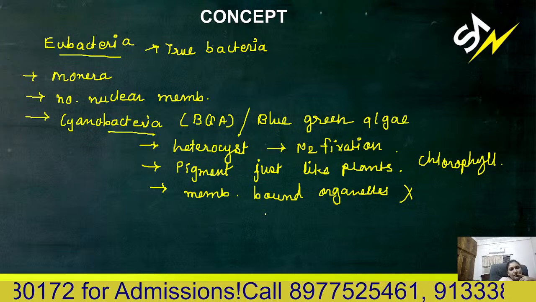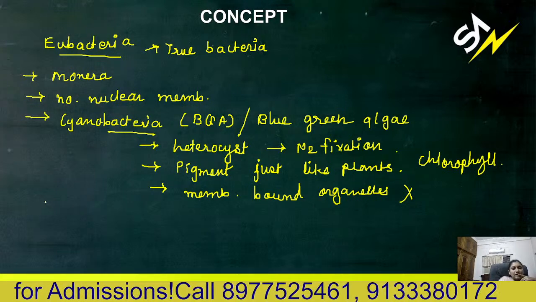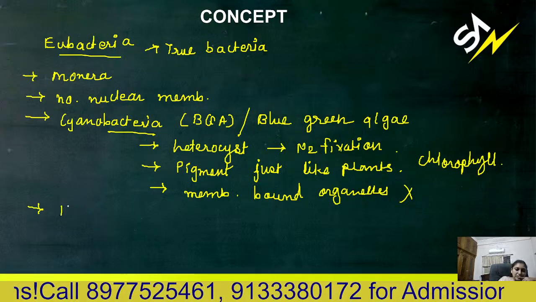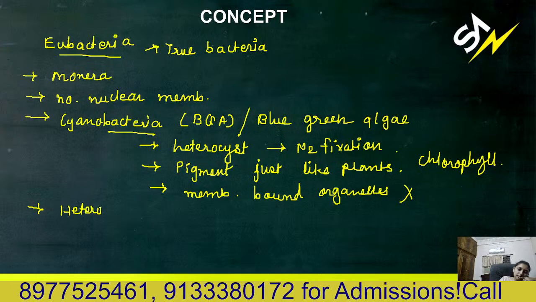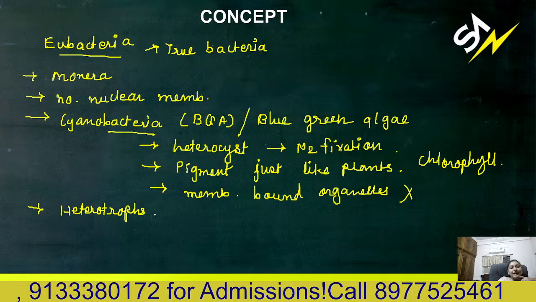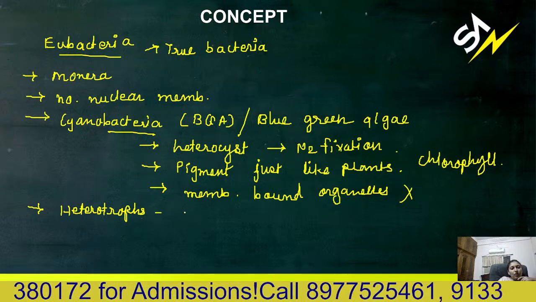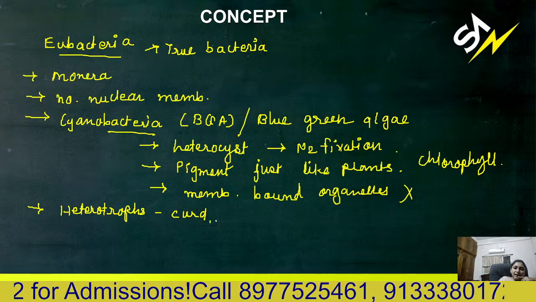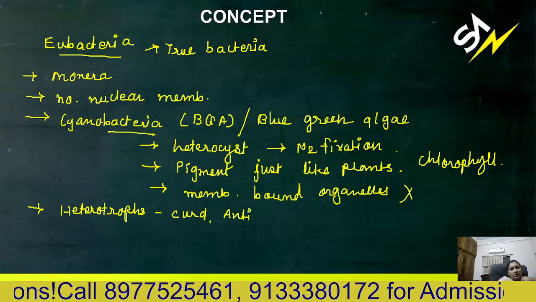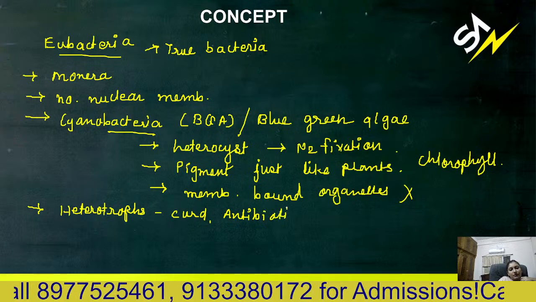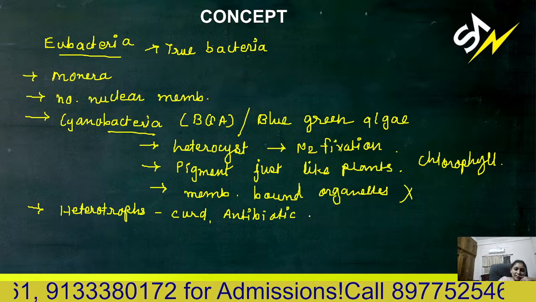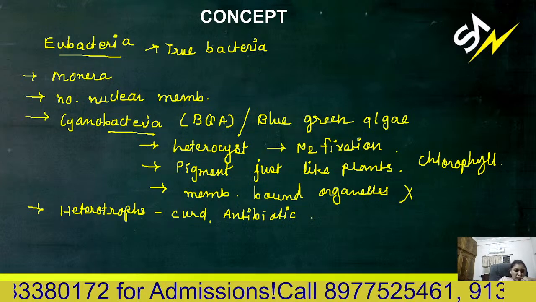Got this point? So that was cyanobacteria, then next it is about heterotrophs. All the bacteria like lactobacillus, which is involved in curd making, and antibiotic formation, synthesis of antibiotics. All these are heterotrophs. Even parasites are also one type of heterotroph only.